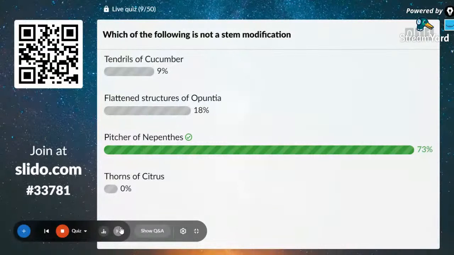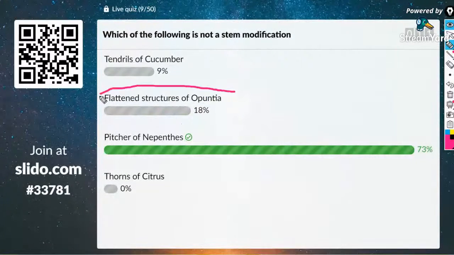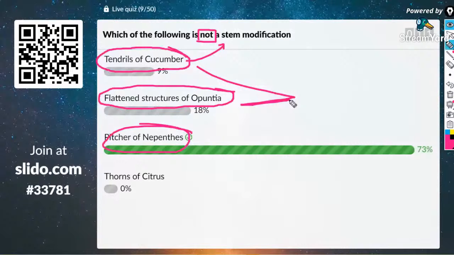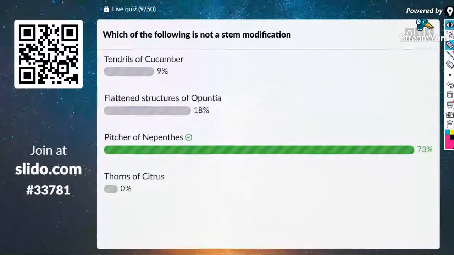Flattened structures of opuntia. When I was taking the class for the morphology of flowering plants, I just discussed flattened structures of opuntia, and the spines are the leaf modification. Tendrils of cucumber, I showed you tendrils of cucumber, pumpkin. All these are stem modification. They asked the question which of the following is not a stem modification. Pitcher of Nepenthes. I just explained these three things with the help of clear HD diagram. Is it? Refer the class previous lecture for 2021-2022. Next question on the screen.